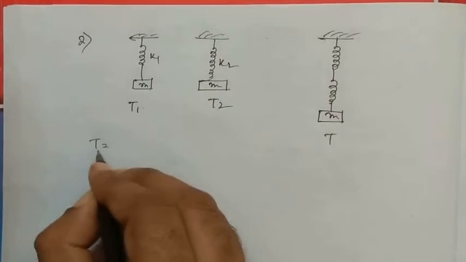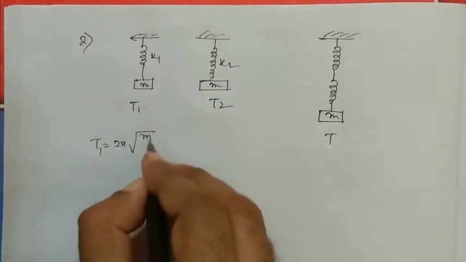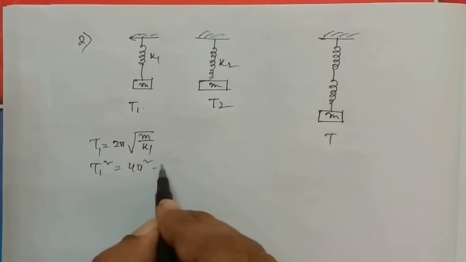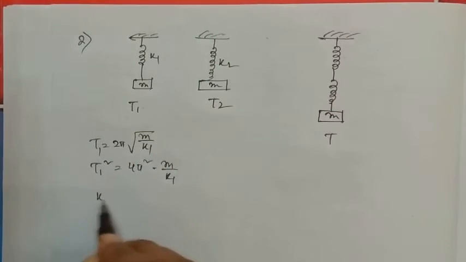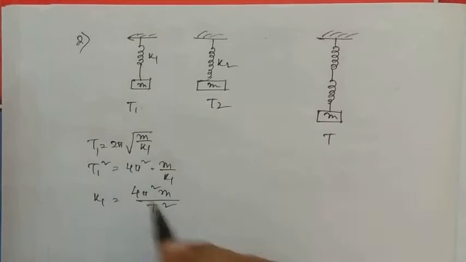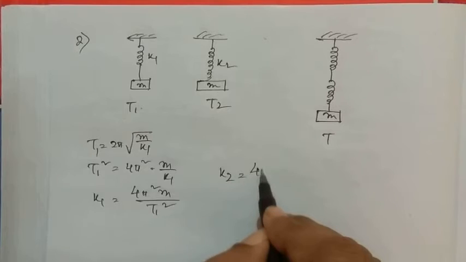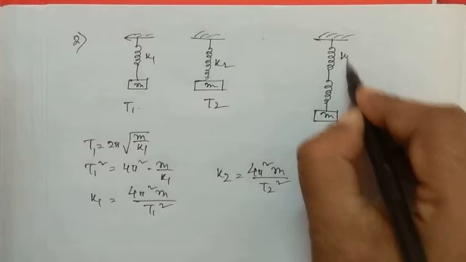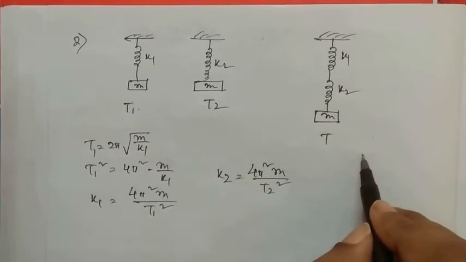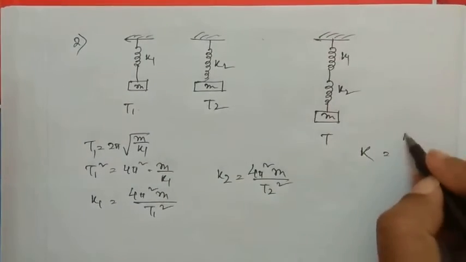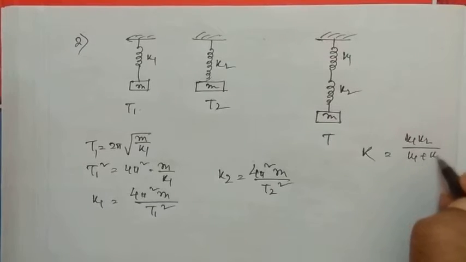Now what is T1? We can write 2 pi root over m by k1. So squaring it, we get T1 square is equal to 4 pi square m by k1. So k1 is equal to 4 pi square m by T1 square. Similarly for k2 we can write 4 pi square m by T2 square. And for the series combination of those two springs, we know the equivalent spring constant for these two springs will be k1 k2 by k1 plus k2.